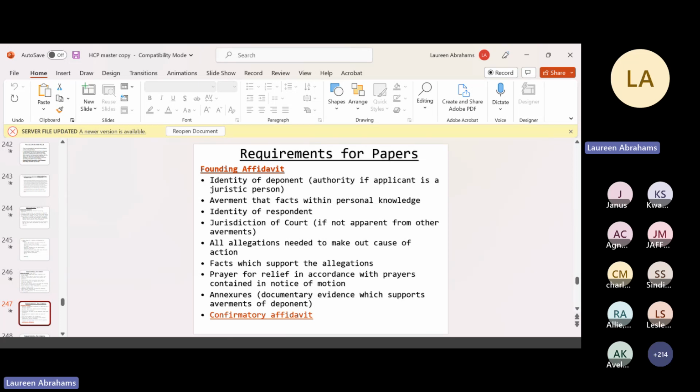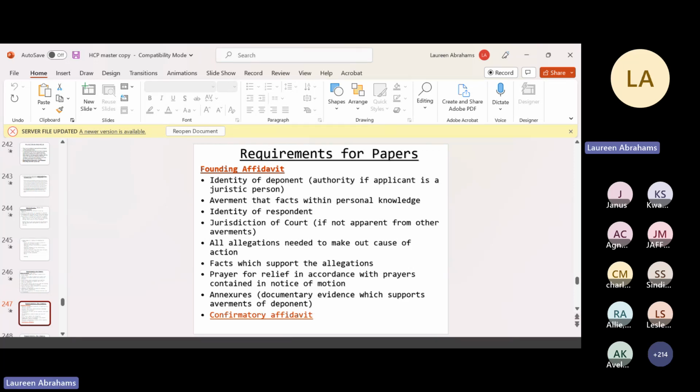So if he's doing it on behalf of a juristic person, like a company or CC or some organization, he will say why he has the authority, and he will also attach proof that they've authorized him. A resolution was taken that he can depose to this affidavit, right? Then he makes an averment that the facts contained in the affidavit fall within his personal knowledge, and he will also state unless otherwise indicated, because some things he didn't know himself, he heard it from other people, if that is the case.